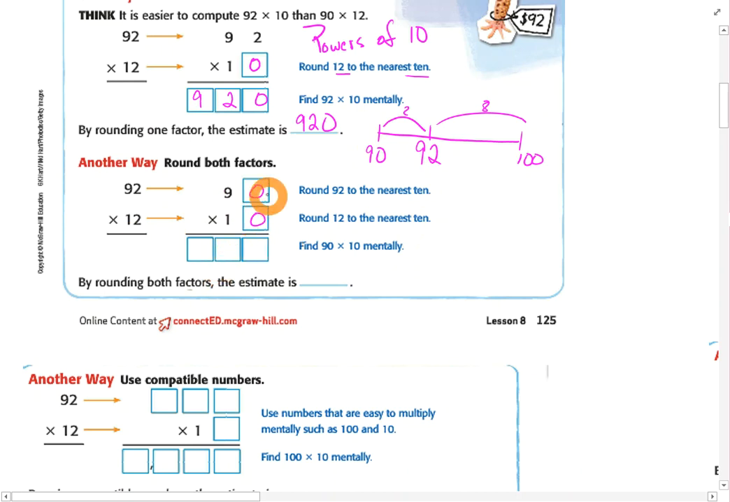Same thing with 12, it's 2 away from 10. So again, powers of 10: 9 times 1 is 9, and I have 2 zeros, one and two zeros here. So in my answer, I need to have two zeros as well. So as I round both of them, my answer changes just a little bit more, and I end up with 900.